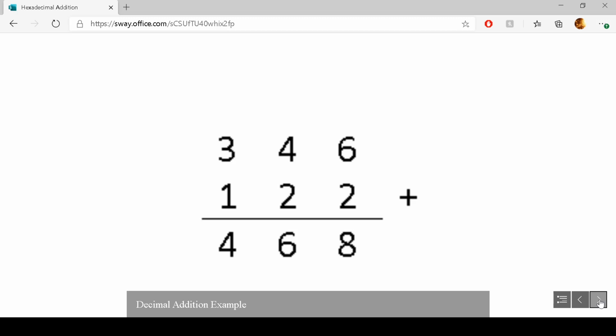An example of this in decimal is 6 plus 2, which is equal to 8. We put the 8 down there. 4 plus 2, which is equal to 6. We put the 6 in the result section. 3 plus 1 is equal to 4. We put 4 in the result section.